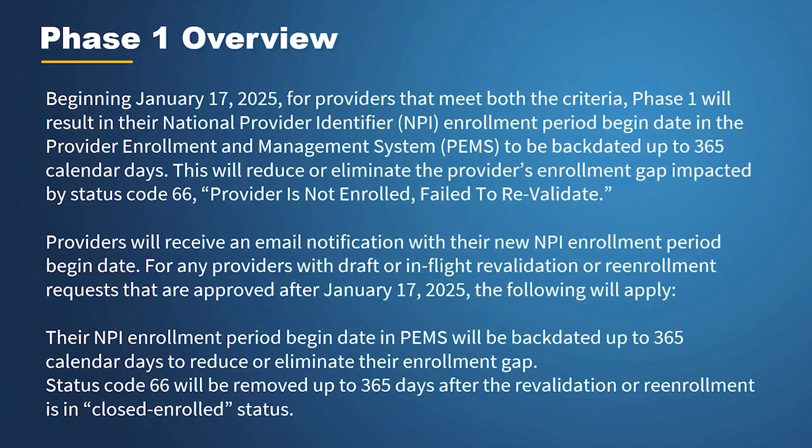For requests in draft or in-flight requests, approved revalidation or re-enrollment submitted after January 17, 2025 will also have their NPI enrollment backdated up to 365 days. Status code 66 will be backdated up to 365 days after the request is closed enrolled.